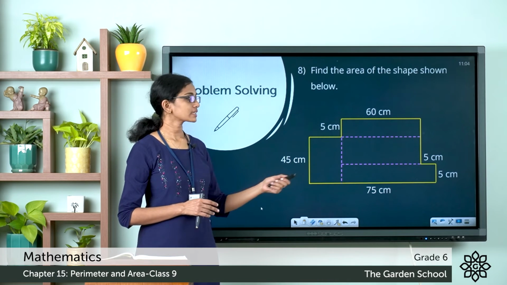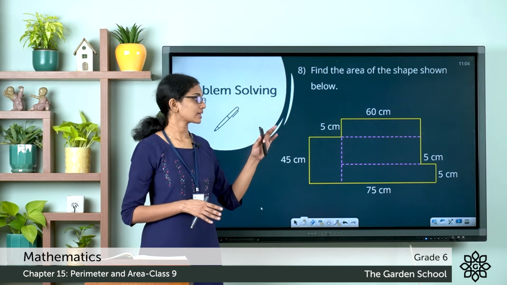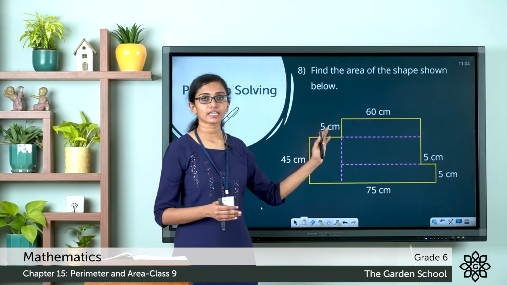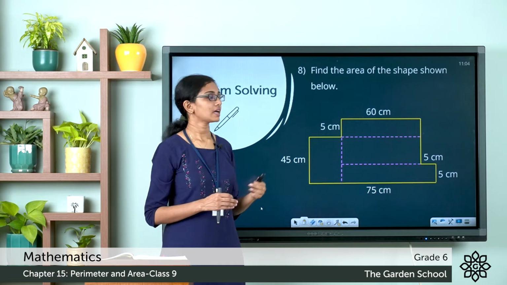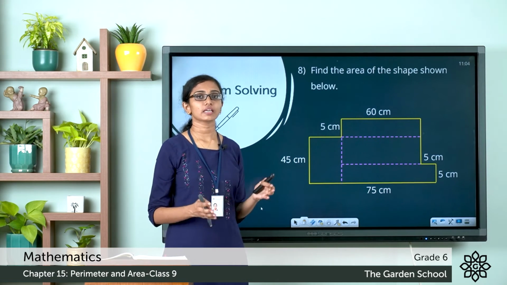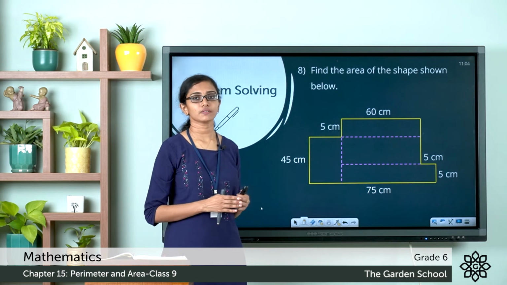You can divide the given figure into smaller rectangles like this, and you can find out the dimensions of the sides from the data given, from the measurements given, and then find out the individual areas and add up all the individual areas to get the total area of the figure given here.